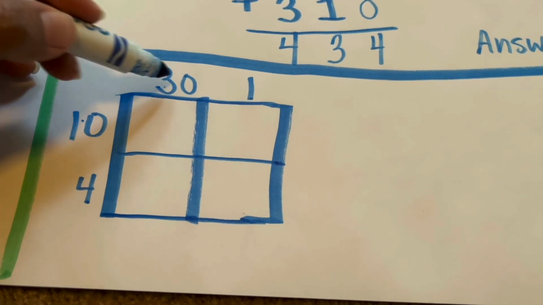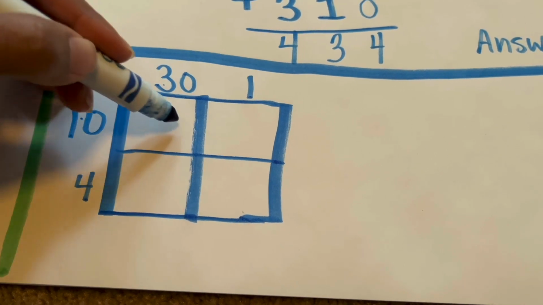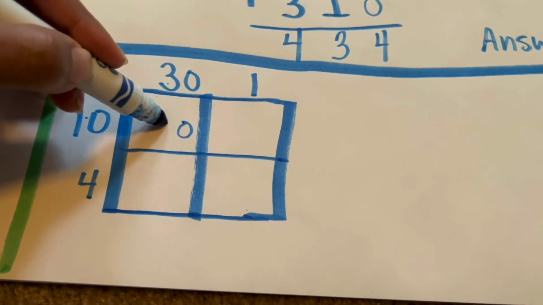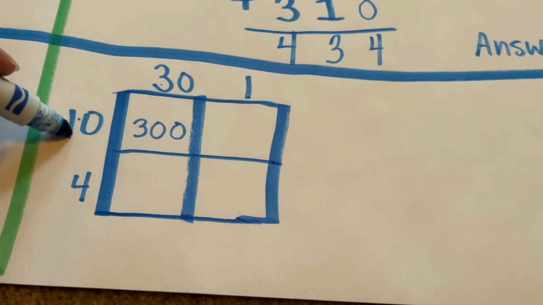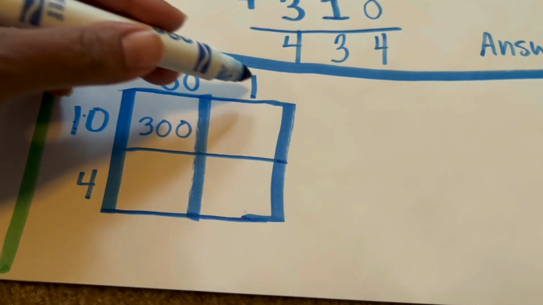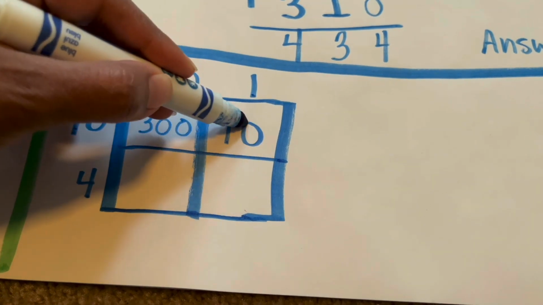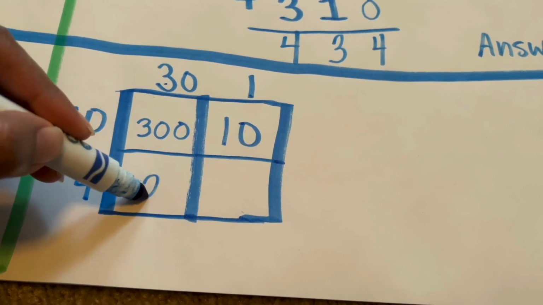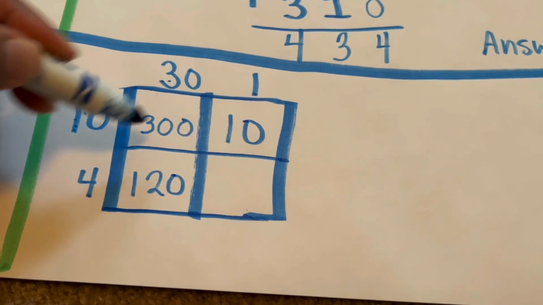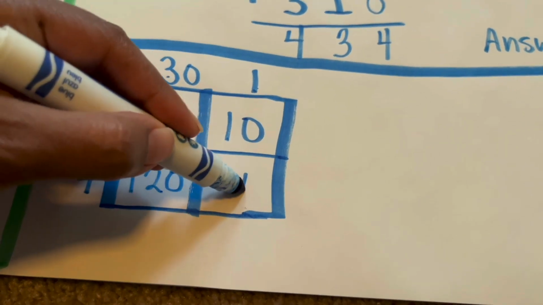So now I'm going to multiply 30 by 10. And of course, we know that is 300. So I'm putting 300 in my first square. See that? 10 times 1 is 10. So I'm going to write that inside of the second square. 30 times 4 we know is 120. And last but not least is 4 times 1, and that's 4.